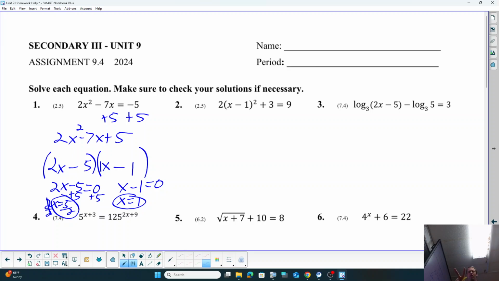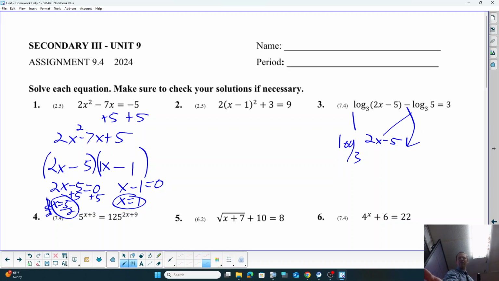Look at number 2. You gotta get everything to the other side. You gotta minus that 3 to the other side, then divide by 2, then square root both sides, and then add 1. Do you remember how to condense? How do you condense down to 1 log base 3? So we have 2x minus 5, and subtraction becomes, do you remember?